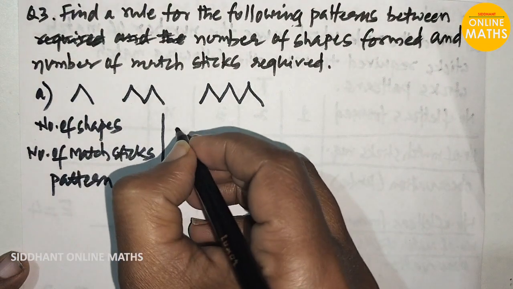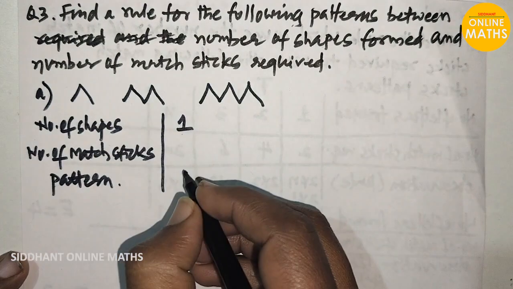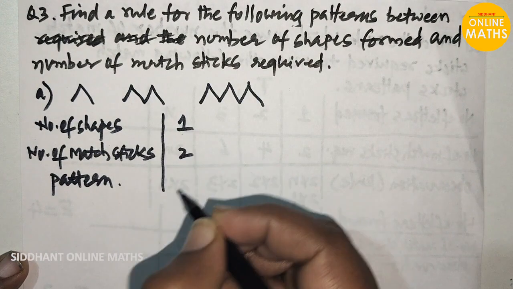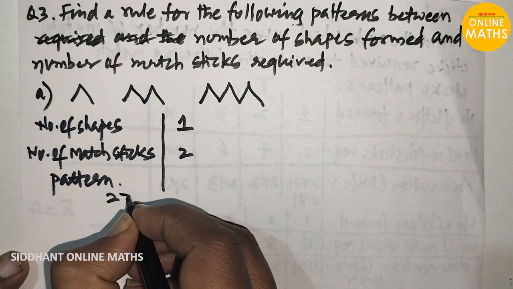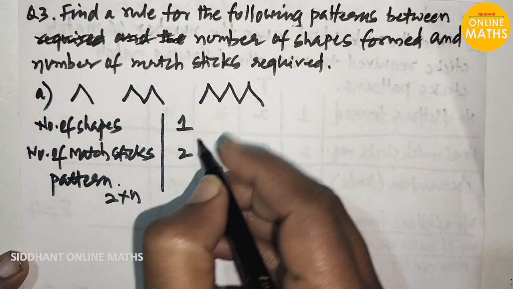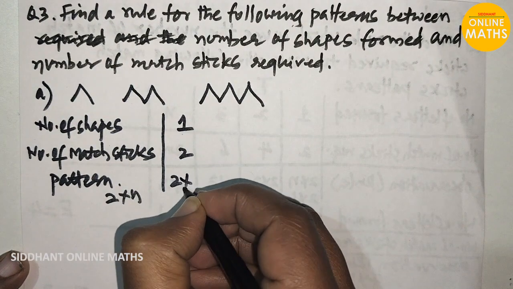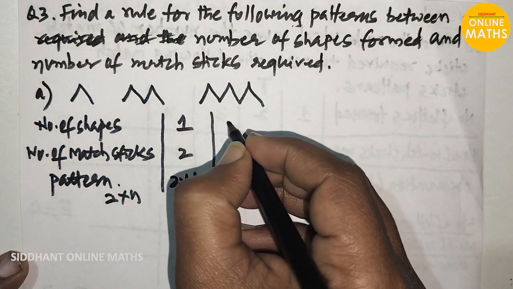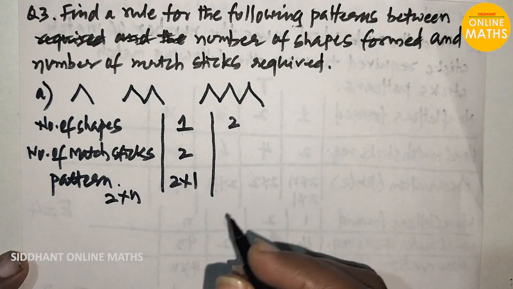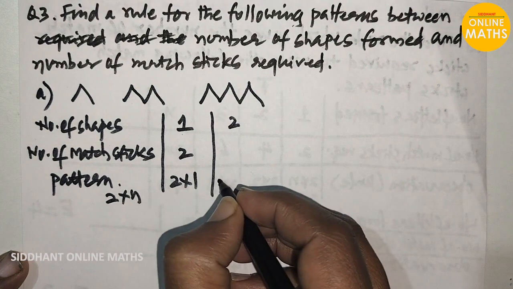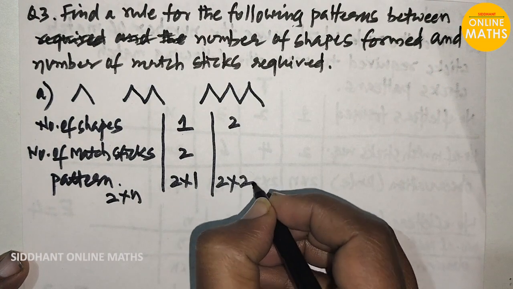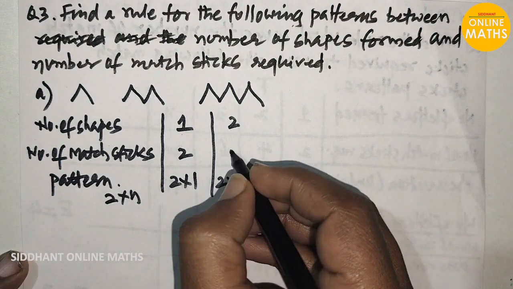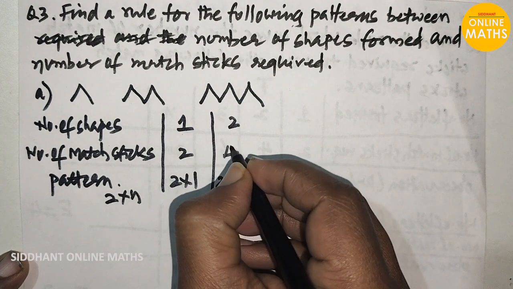So for one shape you are going to see 2 matchsticks. The pattern will be 2 into n here. That means 2 into 1. So if you are going to see 2 shapes, then the pattern will be 2 into 2. That means number of matchsticks required are 4 here.